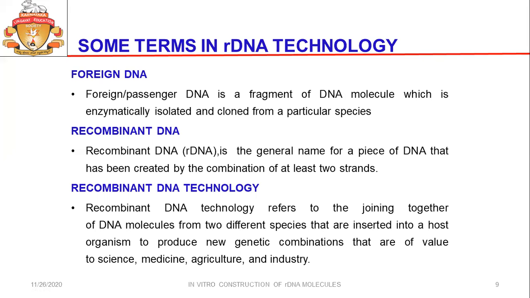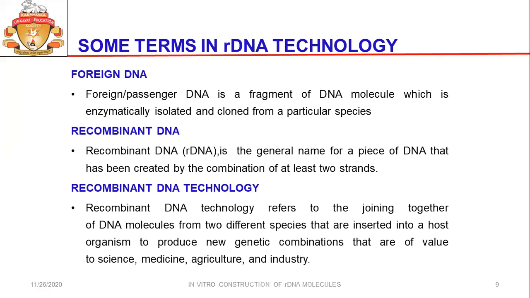Now coming to recombinant DNA. Recombinant DNA is the general name for a piece of DNA that has been created by combination of at least two strands. By saying combination of at least two strands, we refer to our gene of interest and the vector. So we are combining our gene of interest and the vector and forming a new DNA molecule, and we name it recombinant DNA or rDNA.